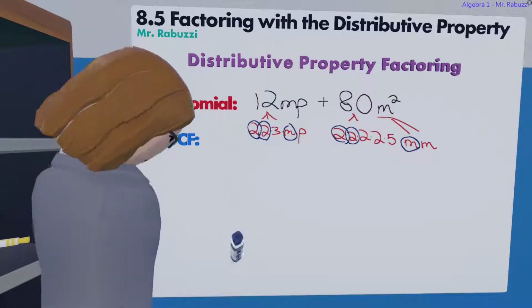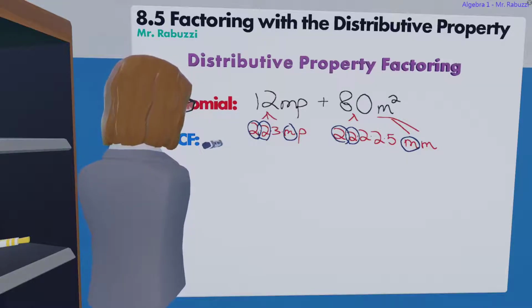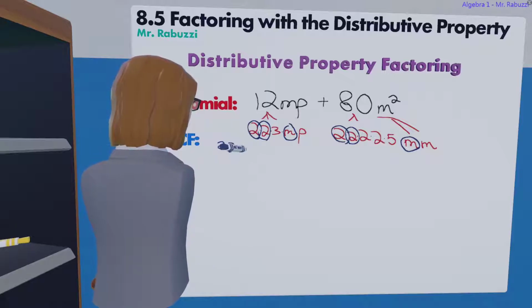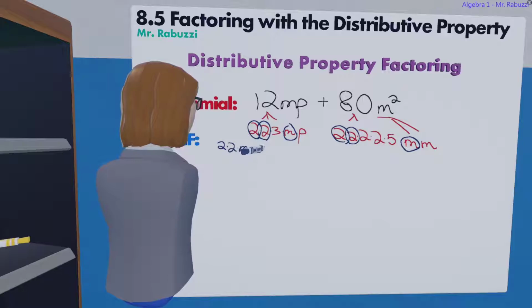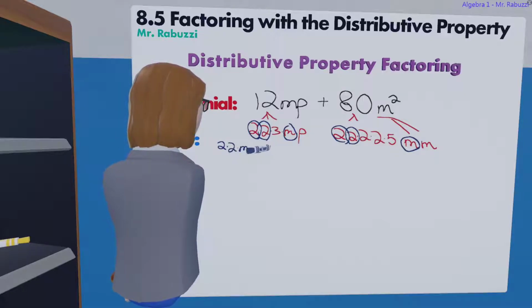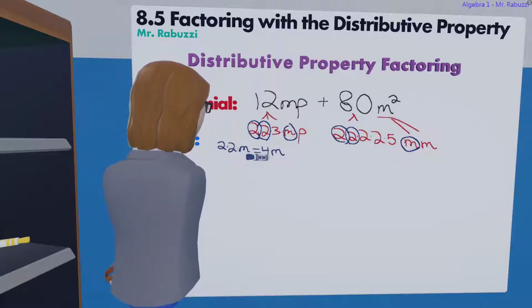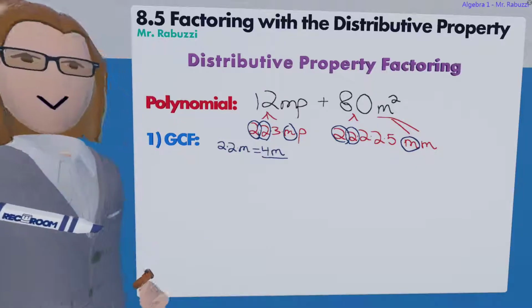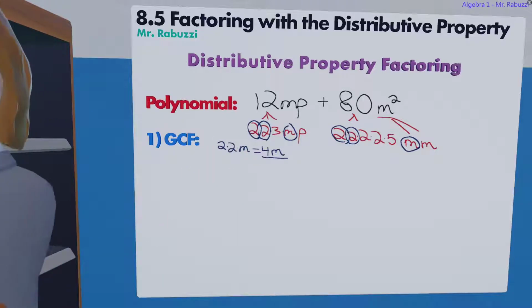When we have our GCF, it's what was similar between them. It was a 2, a 2, and an m. 2 times 2 times m, that's 4m. Okay, so our GCF is 4m. Good. That's what we did on Tuesday.